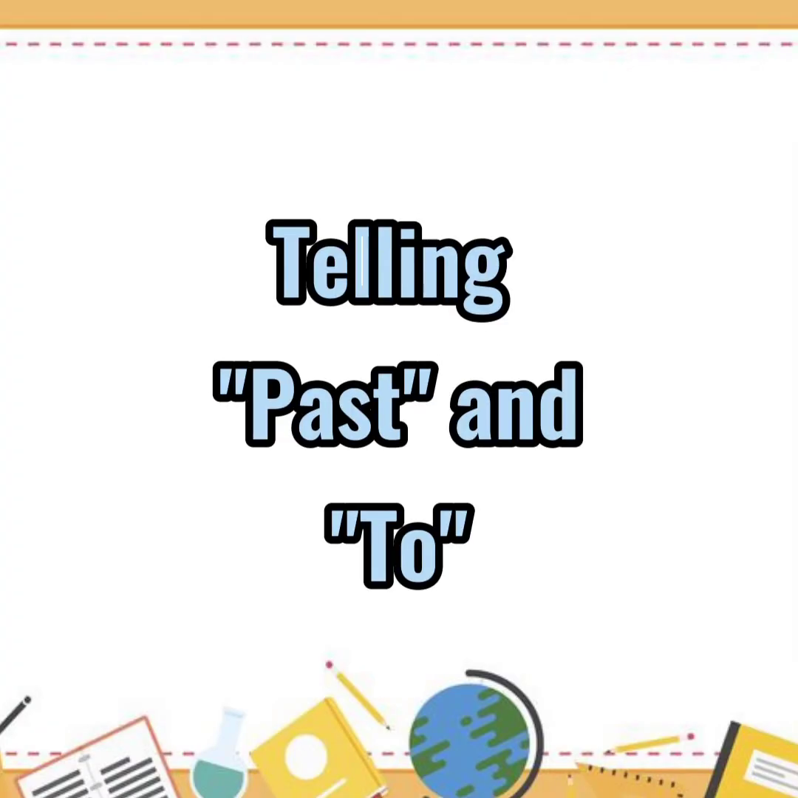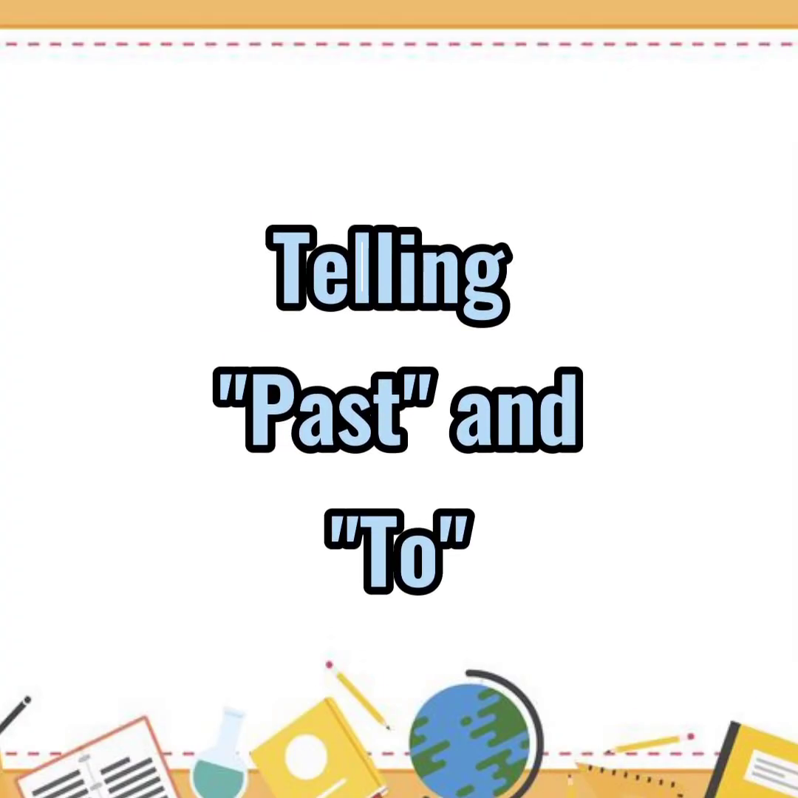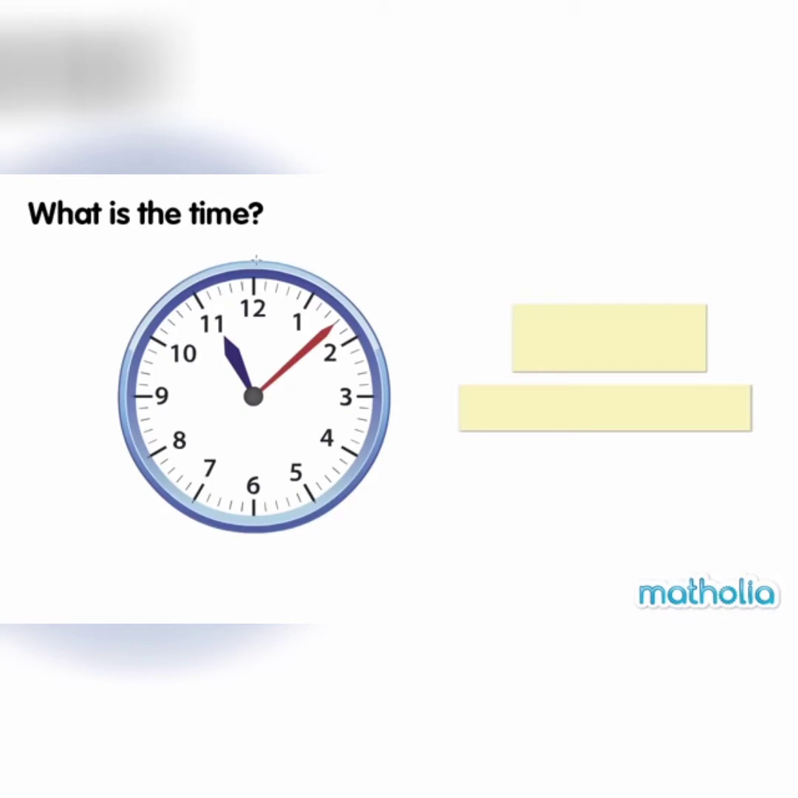Now let's move on telling time past. Example, what time is it? So look at the video. Okay, the minute hand is pointing at 8 minutes mark. The hour hand is just pointing at 11. So the time is 11:08, or we can say that 8 past 11.